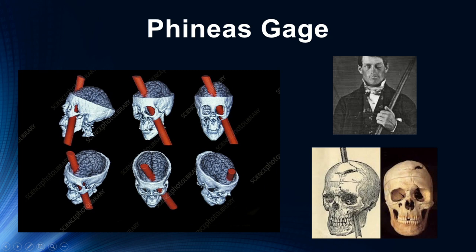On the left side here, you can see some modern reconstructions of Gage's injury, using his skull, which you can see down here at the bottom, to reconstruct the likely path of injury and examine the loss of connections. This is from a book called Descartes' Error, where the Damasios, Hanna and Antonio Damasio, take a look at Gage's injuries and talk about what it can tell us about the neuropsychology of decision-making.